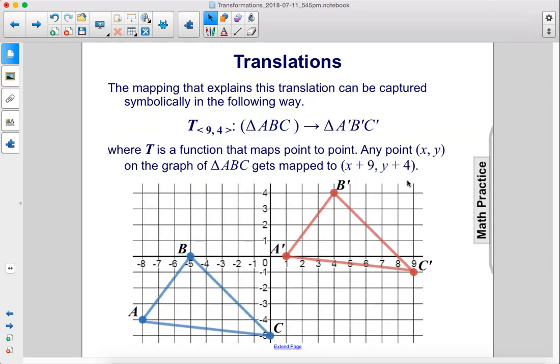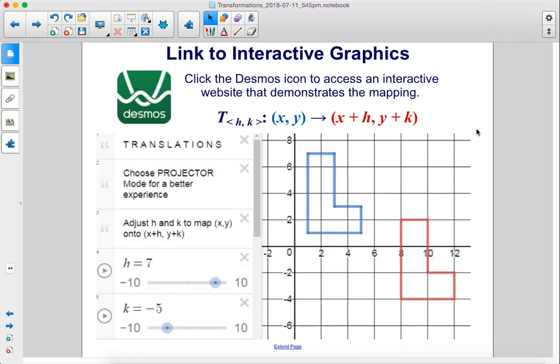The mapping that explains this translation can be captured symbolically in the following way. T sub <9, 4>, triangle ABC maps onto triangle A'B'C', where T is a function that maps point to point. Any point (x, y) on the graph of triangle ABC gets mapped to (x plus 9, y plus 4). Click the Desmos icon to access an interactive website that demonstrates the mapping.